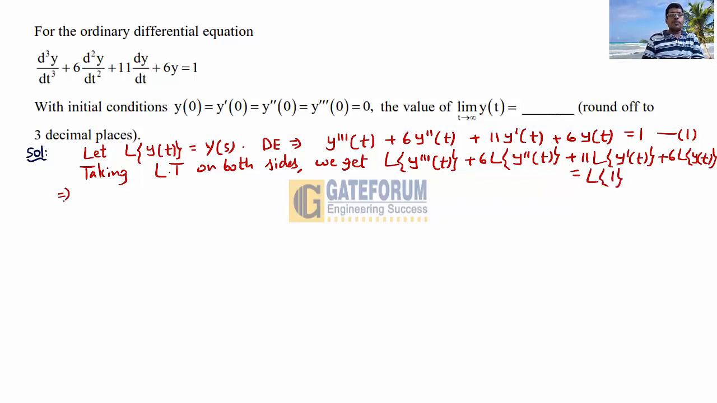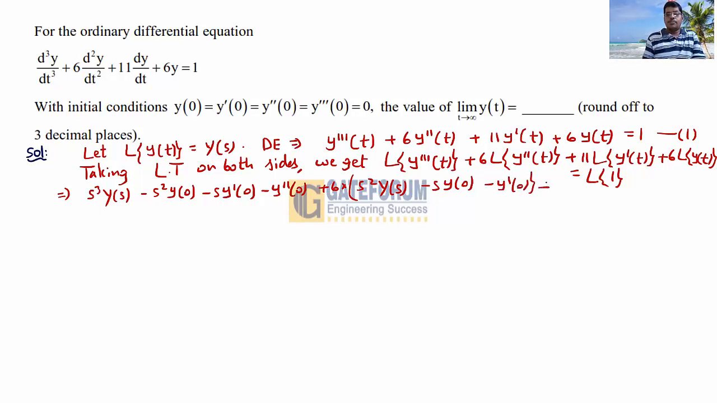So using the Laplace transform of derivatives and standard Laplace transforms, you will be getting s cube Y(s) minus s square y(0) minus s y dash(0) minus y double dash(0), plus 6 times s square Y(s) minus s y(0) minus y dash(0), plus 11 times the Laplace transform of the first derivative, s Y(s) minus y(0), plus 6 times the Laplace transform of y(t), which is capital Y(s).